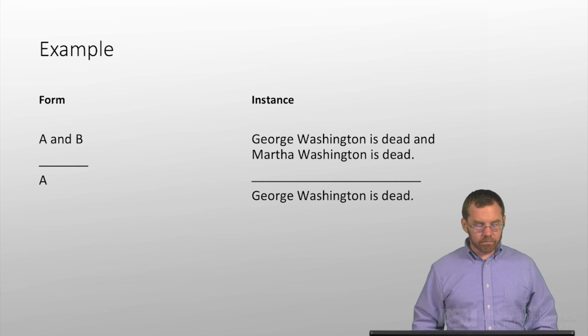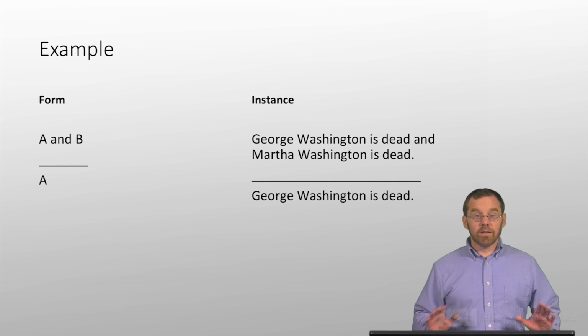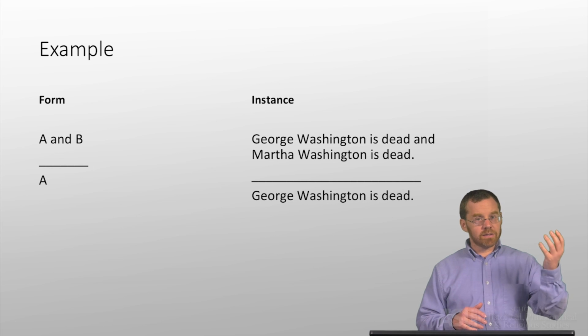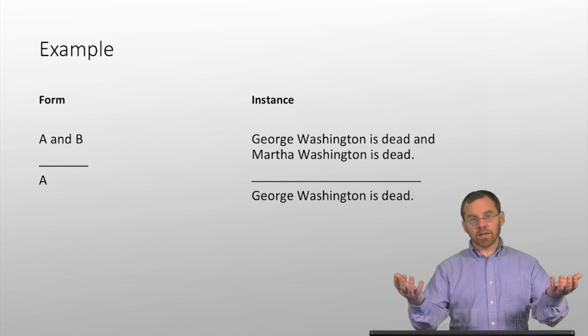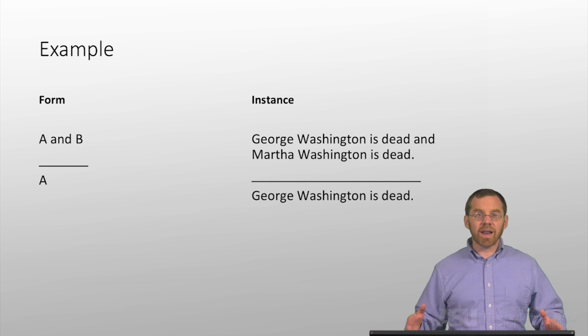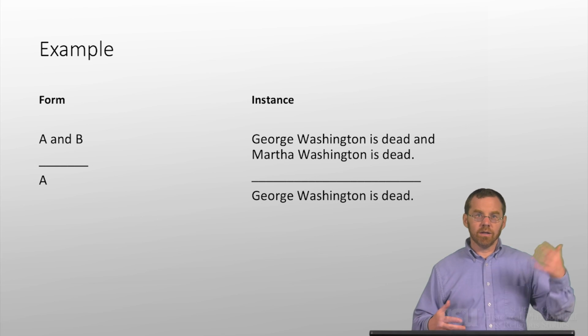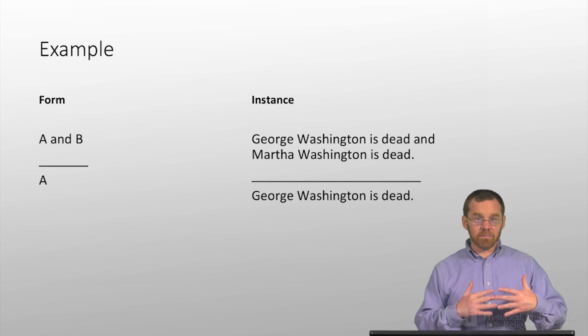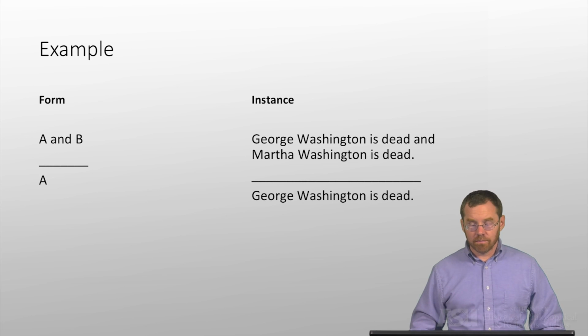Let me give you an example. This is a form we've seen in other videos. A and B, therefore A. Okay. This is a valid argument form. A and B basically says this first thing is true and this second thing is true, and then it draws the conclusion the first thing is true. Well, that's what and means. And is a way of saying both of these things are true. So there's no way you could have A and B be true and then A be false.